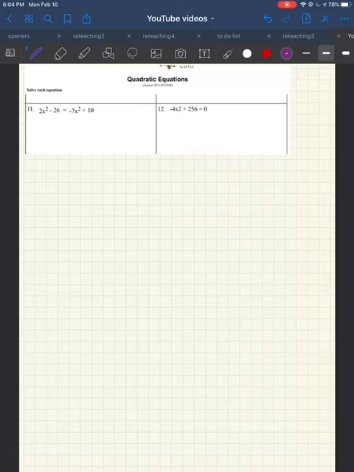So this is going to be very similar to your test corrections 1, 2, and 3. It doesn't tell us which method to use, but if you notice the equation, it doesn't have a bx. So when we have no bx, we can take the square root.